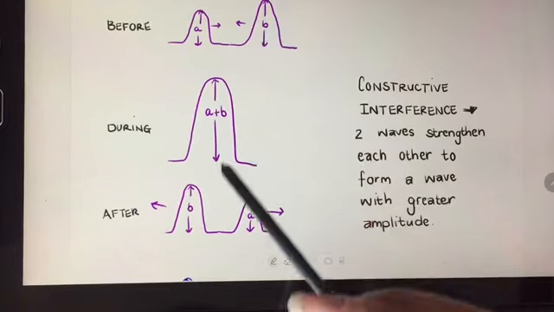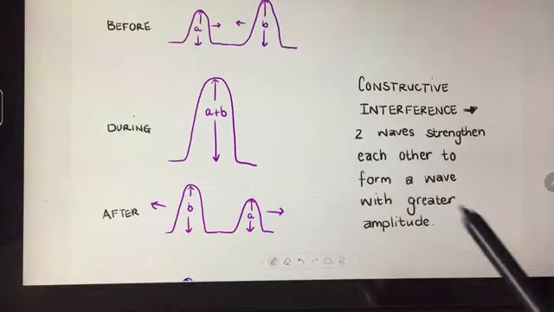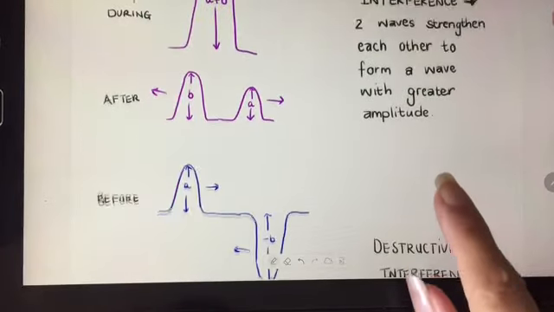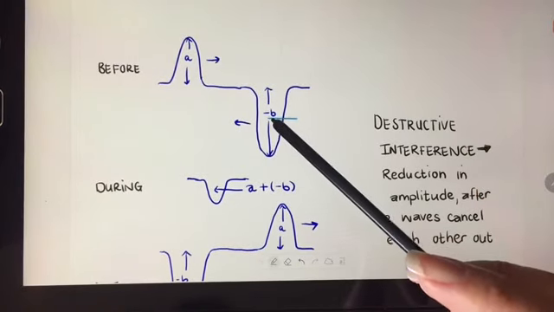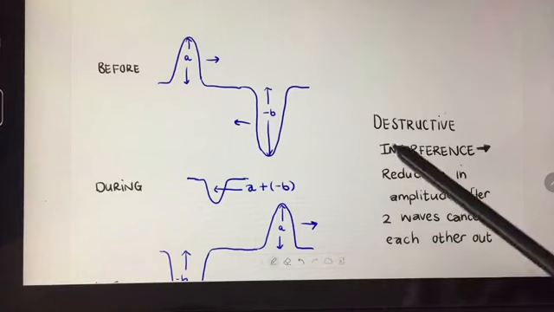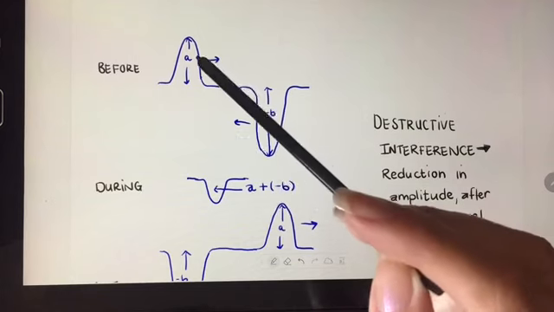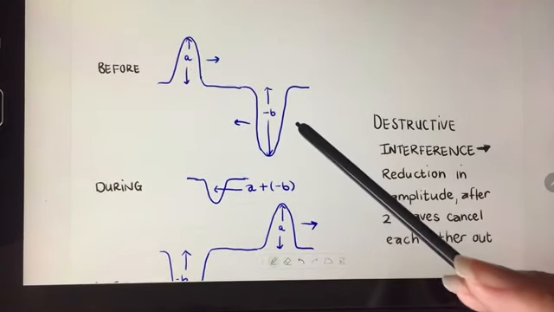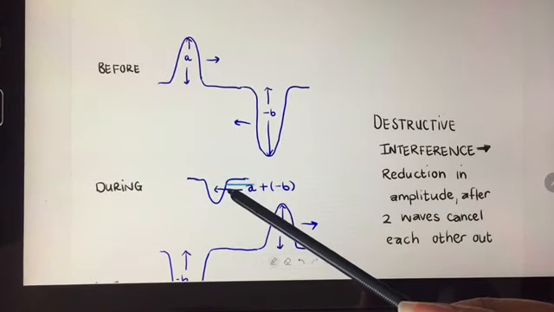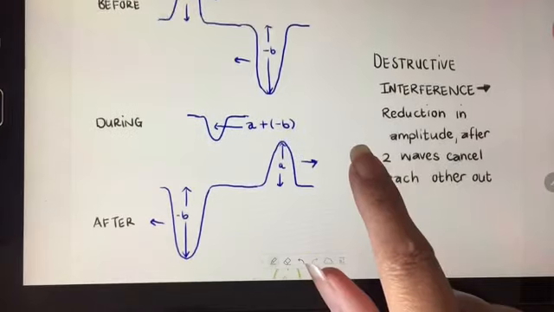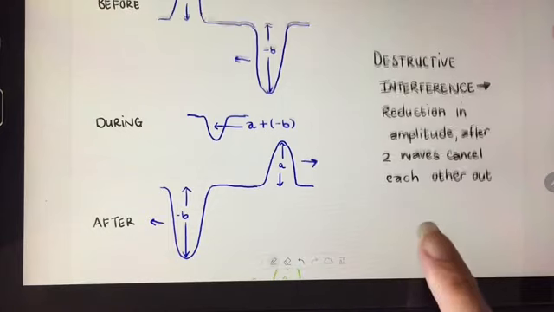So B is still moving to the left, A is still moving to the right with the original amplitudes that it had over there. Then destructive interference. So now I've got a crest and a trough moving towards each other. They are going to cancel each other out, and that is what happens over there. So if this was an amplitude of 5 and this was an amplitude of 10, this amplitude here would be 5 centimeters. And just like before, after the interference takes place over here, they move as before.